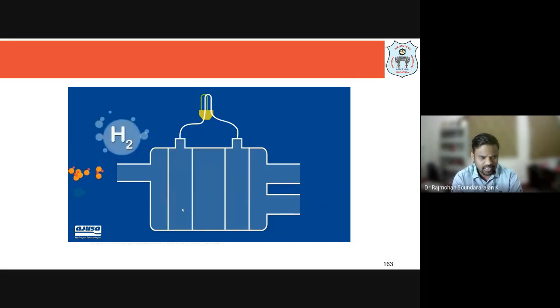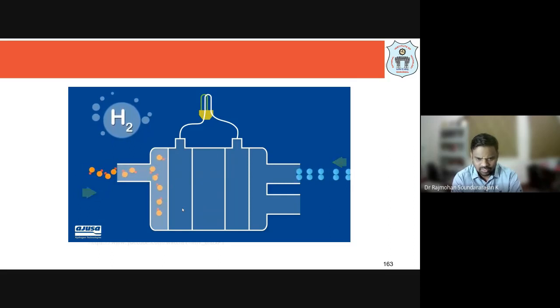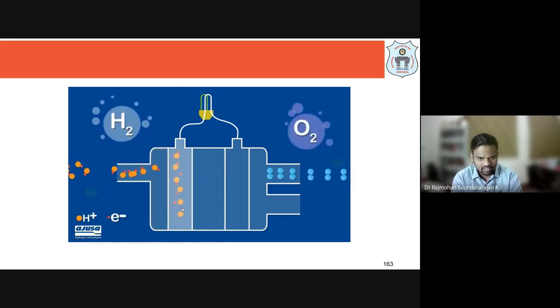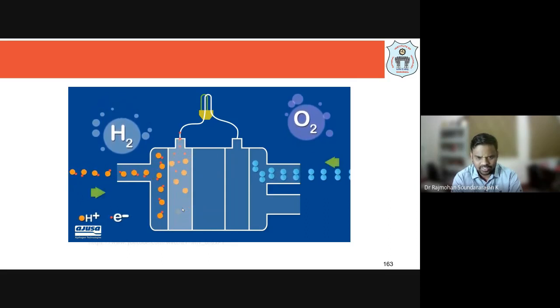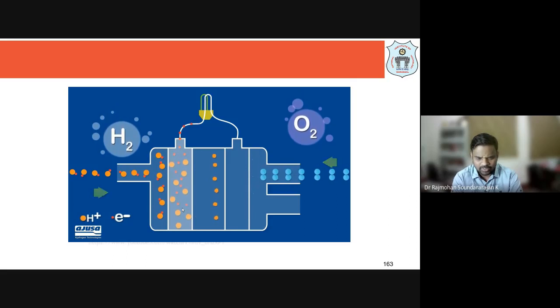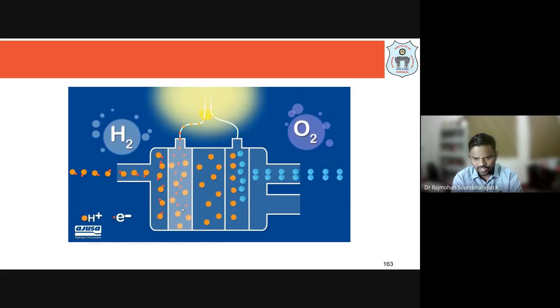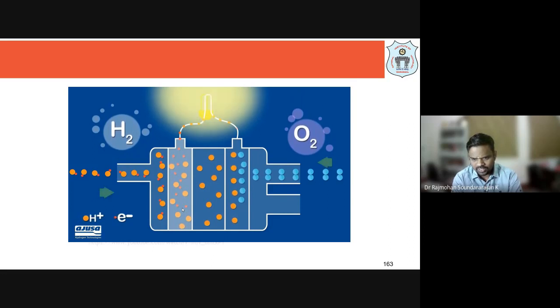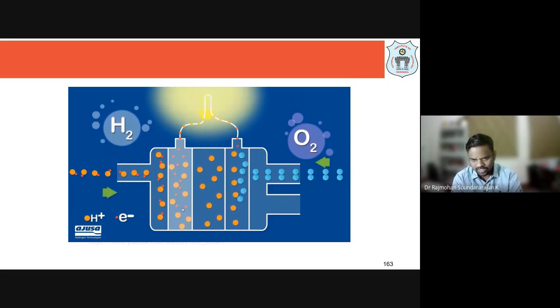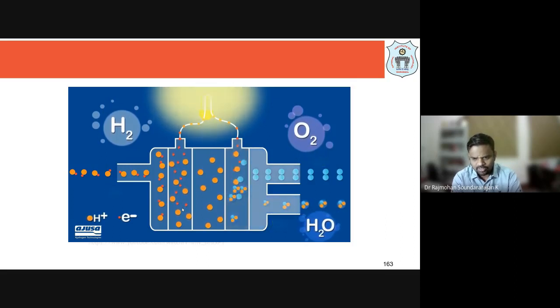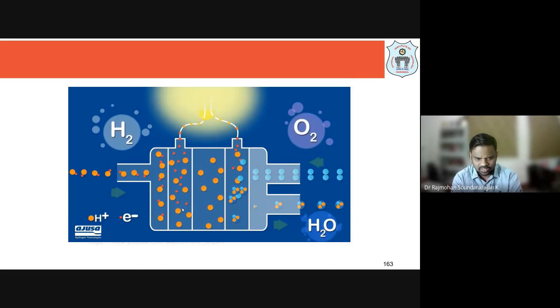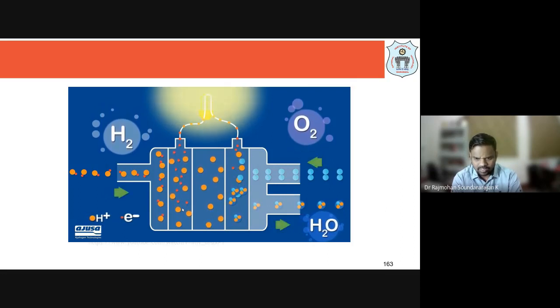Okay, so when hydrogen enters the system on the anode side, it gets absorbed at the surface of the anode, where electrons are separated and go through the external circuit, and H plus ions pass through the electrolyte and reach the cathode side. So we have H plus ions and oxygen that has entered, and electrons through the external circuit have reached the cathode. There, water molecules are formed, and these water molecules leave the system. Okay. So this is what happens in a typical fuel cell.